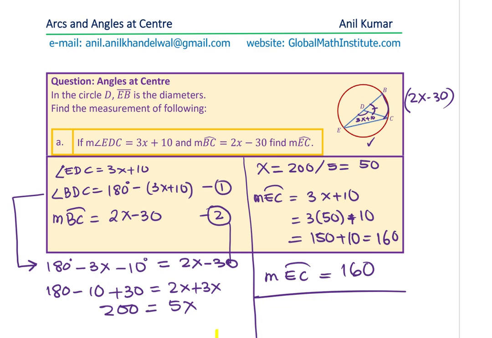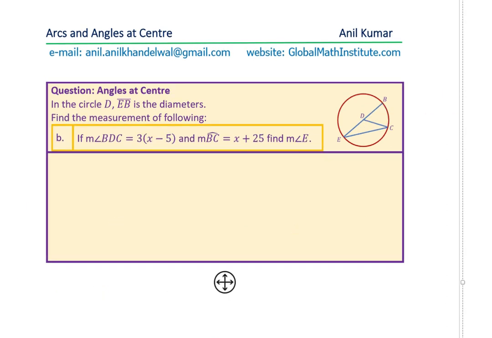Extremely important question from test point of view. So we have 4 exercises very similar to one another. Now let's look into the second one. It says measurement of angle BDC. So we are given this time BDC is 3 times x minus 5, and we are also given measurement of arc BC, which is x plus 25. We need to find the angle E. So that is how we have to relate them.